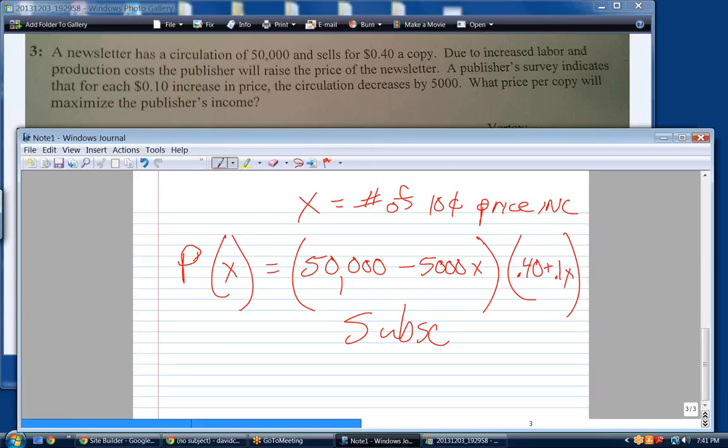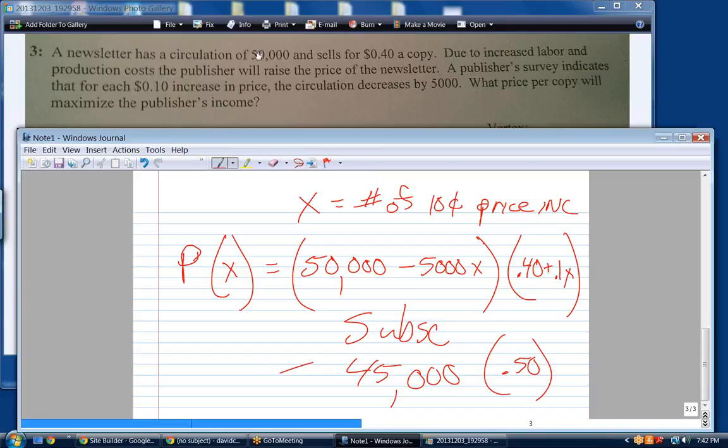Again, let's go through this. If X were 1, in other words, we're going to have one 10-cent increase. So our subscribers will drop by 5,000, so we'll end up with 45,000 subscribers, and the cost will be 50 cents. So we can see right off the get-go that this actually results in more income.